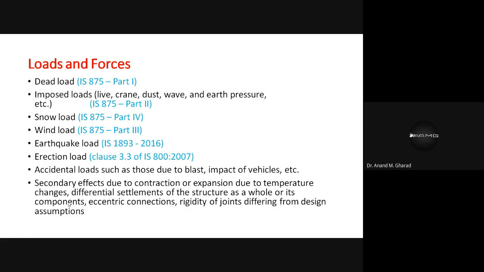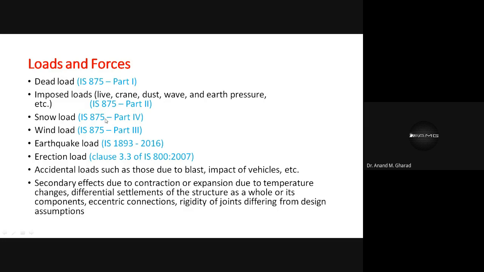But before designing, we need to analyze, that is, identify the maximum critical value of bending moment and shear force. These two things initially are very, very important. So, is this understood? This is related to the loads.